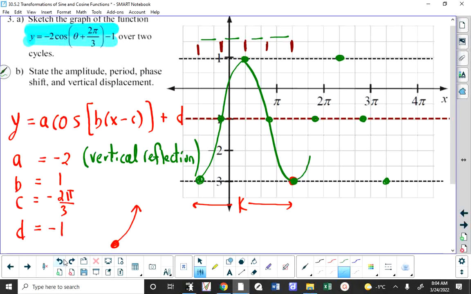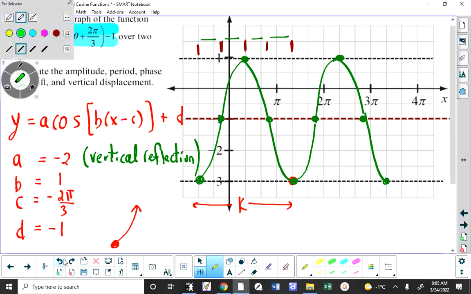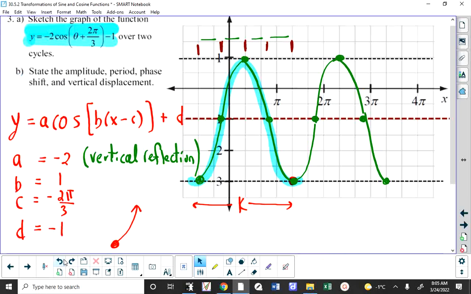And I can sketch up, up, down, down. So we can check something out here just to confirm for you visually. If I were to look at this piece here, I should be able to take that and just slide it over and it will fit nicely here, and it does. So we've graphed the function.